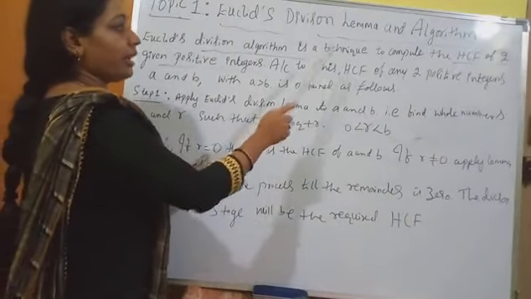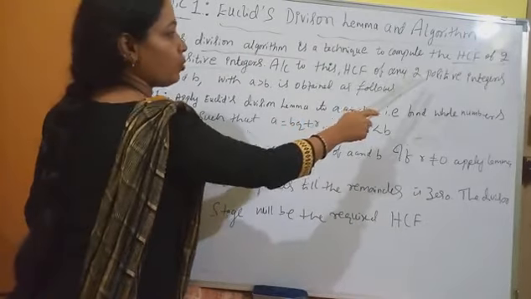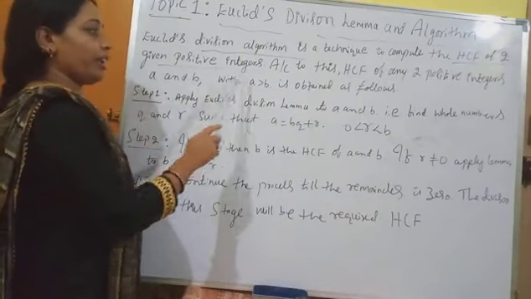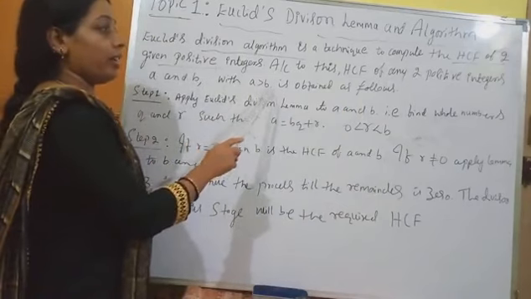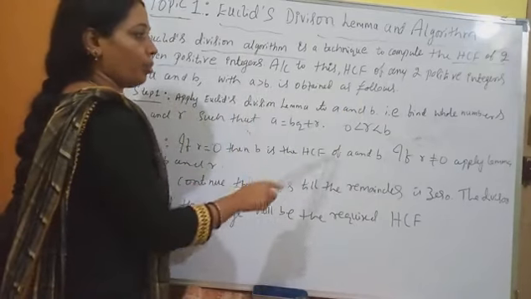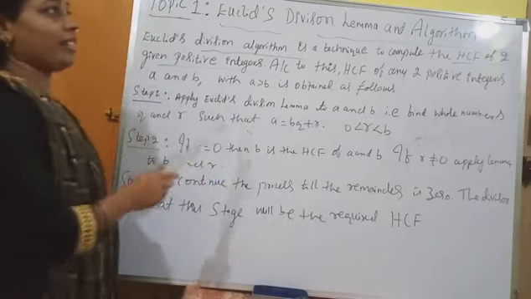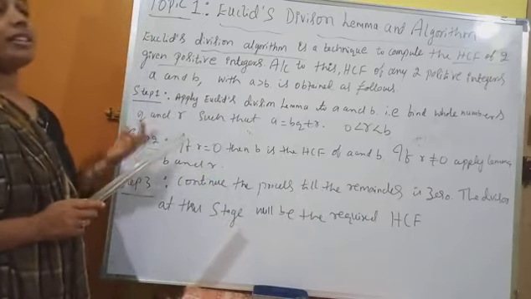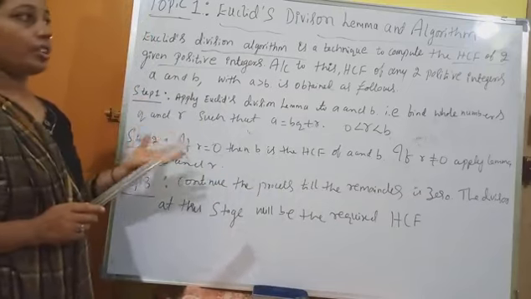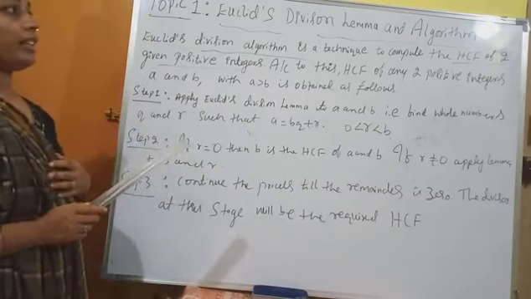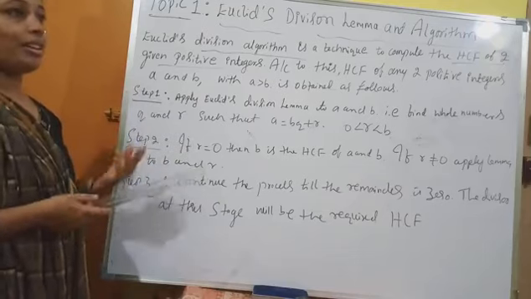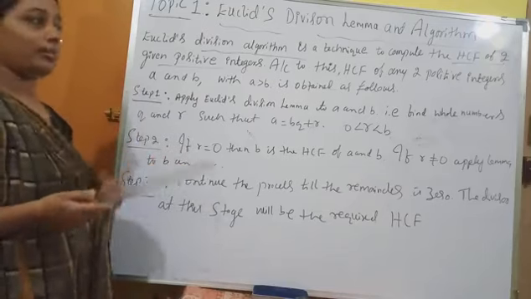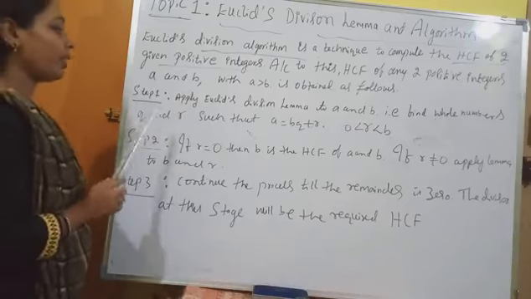According to this, the HCF of any two positive integers a and b, with a always greater than b, is obtained from the following steps. The algorithm is nothing but to find the HCF of any two given positive integers. Lemma is nothing but a long division, a repeated long division process. What are the steps we have to follow?